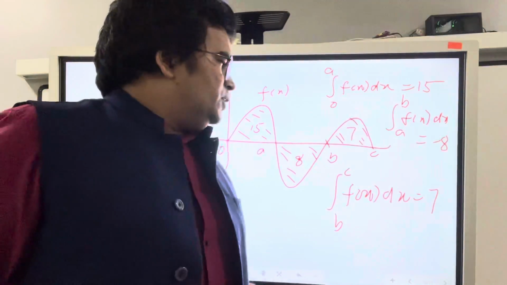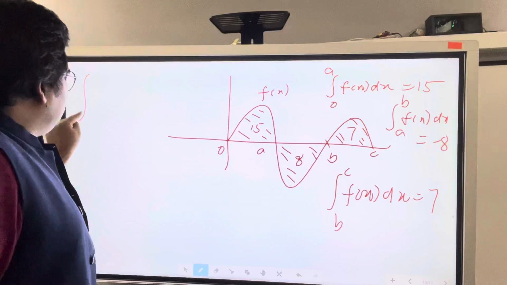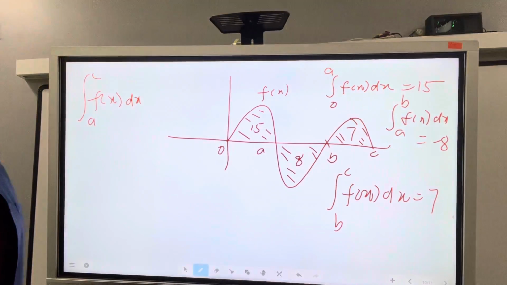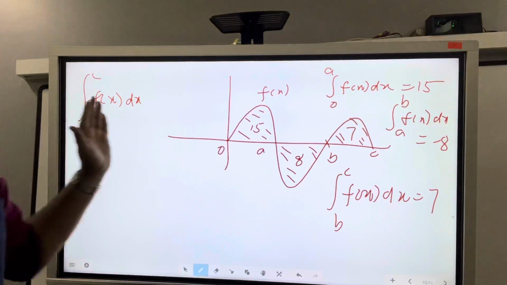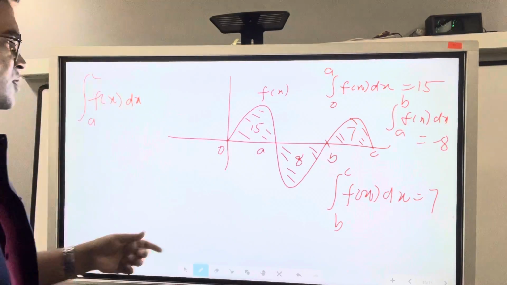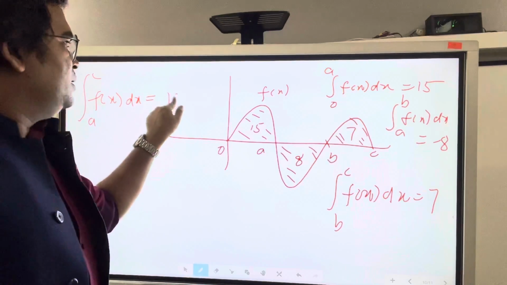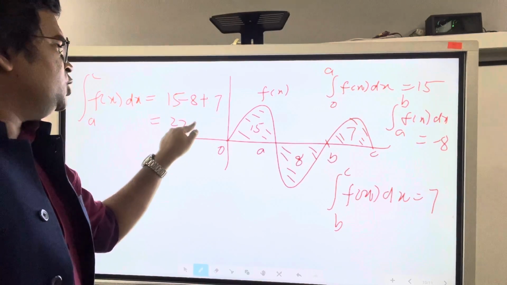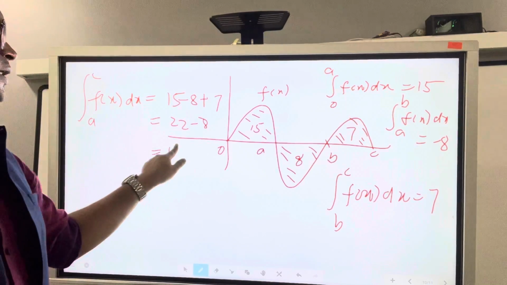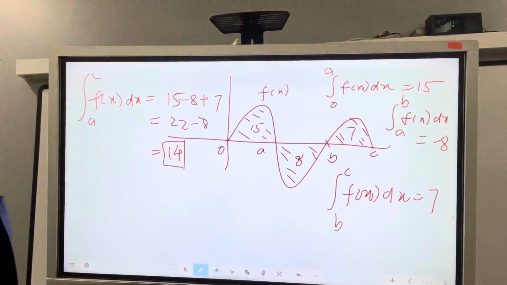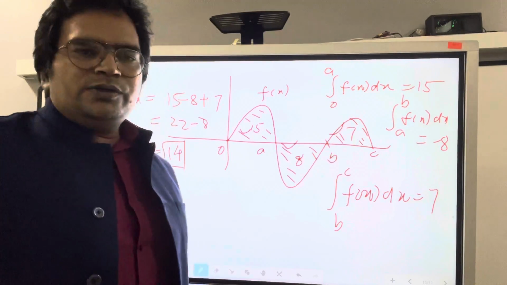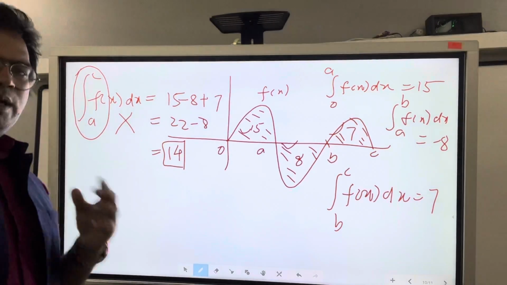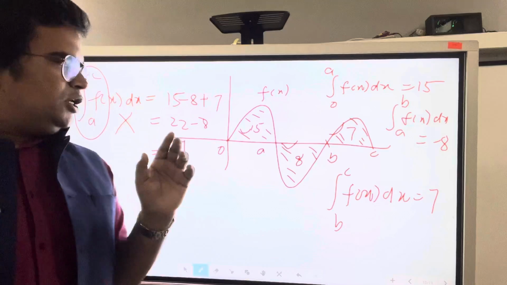Our next part here is, if I integrate from a to c the function f of x, does it give me the exact area bounded by the graph from a to c? This answer you can simply find out. This answer is going to be 15 minus 8 plus 7. So this is 22 minus 8, that's 14. So this is not the area. The area is 15 plus 8 plus 7. So if they say that this is the area, that's not correct.